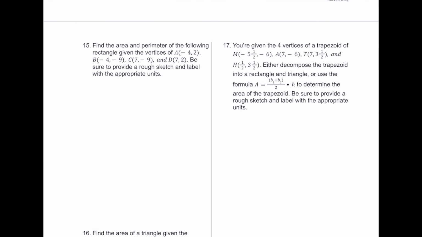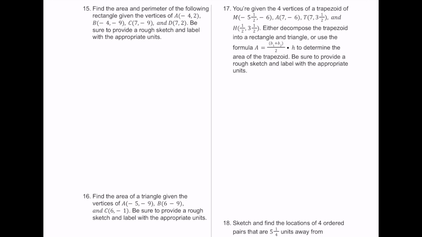All right, here's number 15. For number 15, we're going to find the area and the perimeter of a rectangle. We have these 4 different vertices, or points, or corners of the rectangle that we're given. We're also going to make sure that we provide a rough sketch, a little picture, and label things appropriately as well. Make sure we have our units included.